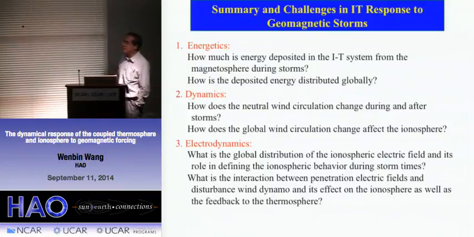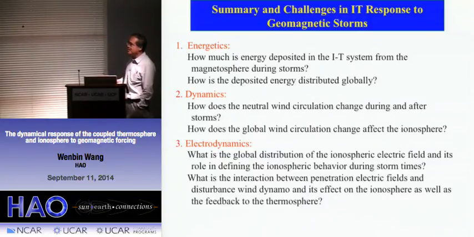The talk is in three parts, starting with energetics. We look at the total energy input to the system, but we don't have enough observations to give a very good description of how much energy is input. I also talk about the neutral temperature response to this energy input, but how this energy is transmitted to low latitude is still very much an open question.